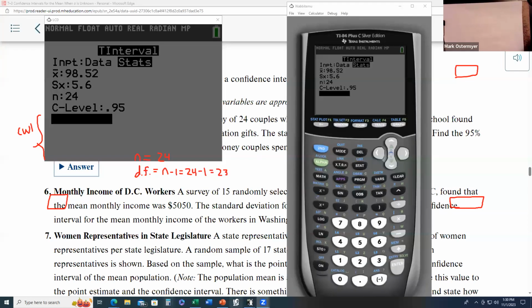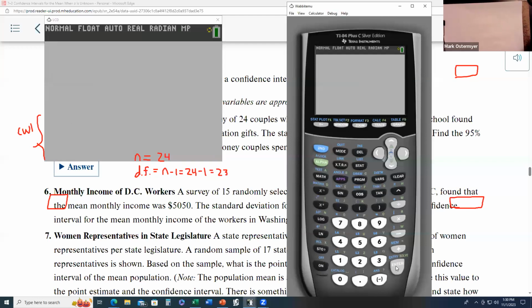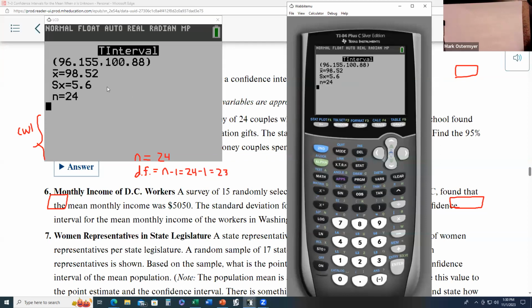All right, so what we got here is we can use the t-interval function to build this confidence interval. We select stats. The mean of the sample of size 24 was $98.52. Standard deviation of the sample was $5.60. Sample size of 24 and the level of confidence is 95%, 0.95. Go down to calculate, hit enter.